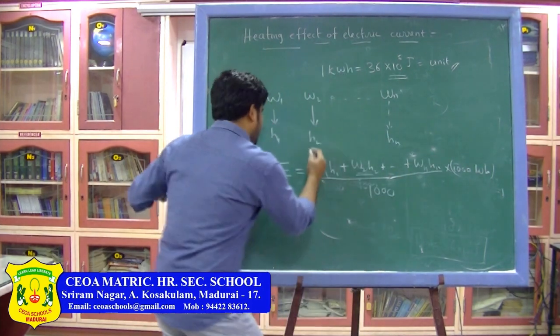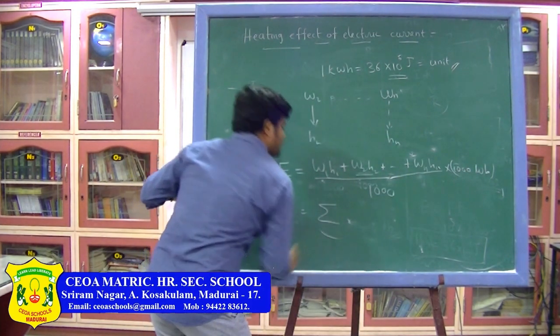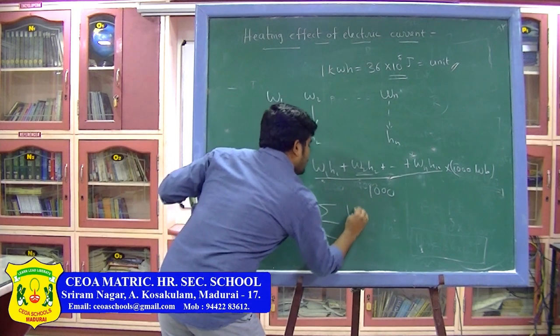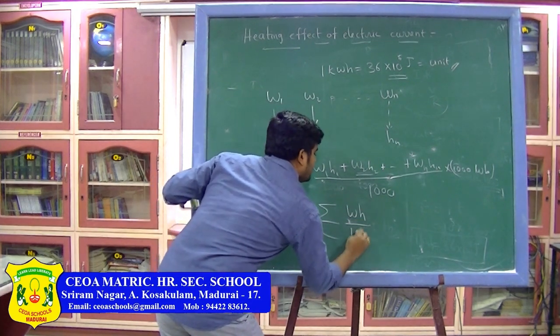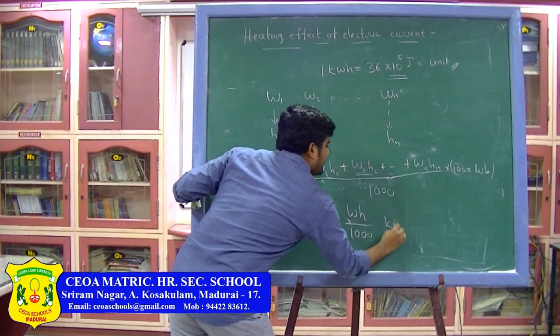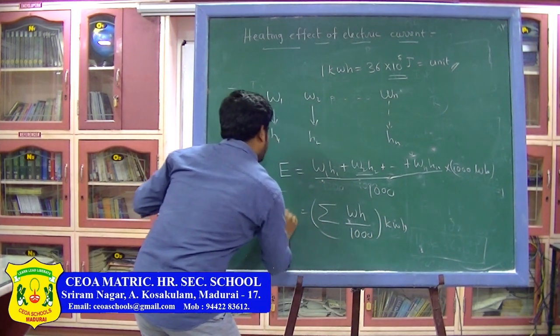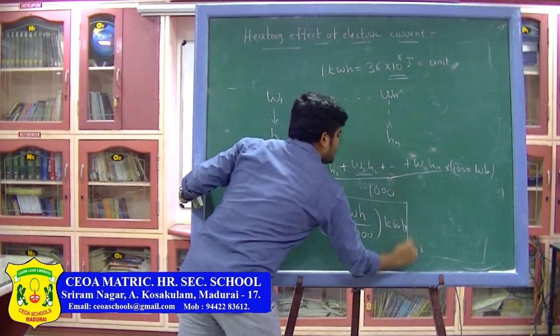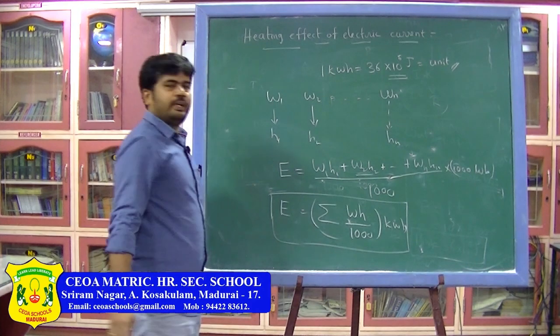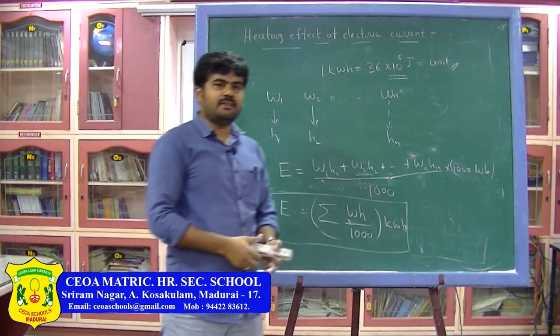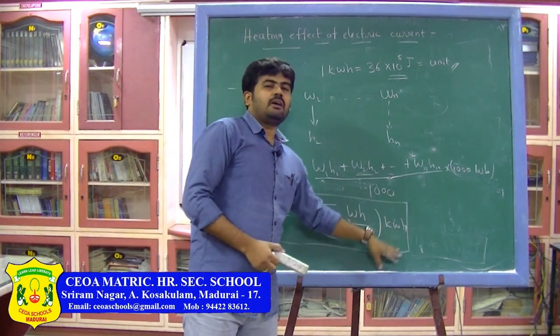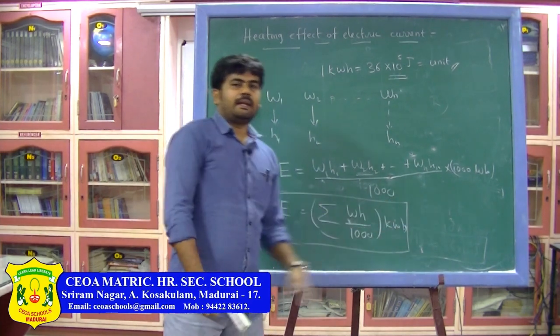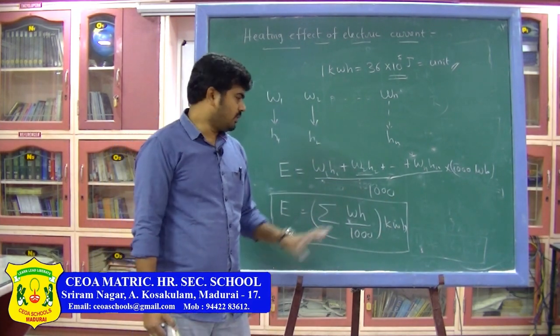Therefore I can write it as summation of WH divided by 1000, in kilowatt hours. Like this, I can find the total energy consumed in terms of units. Just by knowing the number of units and multiplying by the cost of 1 unit, you can get the electricity bill required. That is the concept.